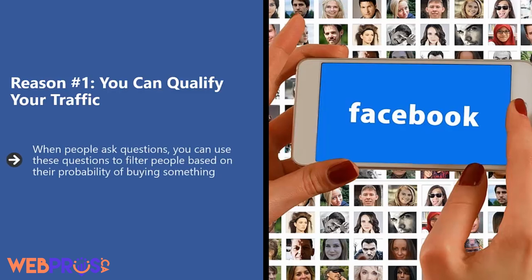When people ask questions, you can use these questions to filter people based on their probability of buying something. You can also conduct your messaging affairs on Facebook in a more targeted way because you know at the end of the day, you're trying to drive them to your Facebook Messenger chatbot.